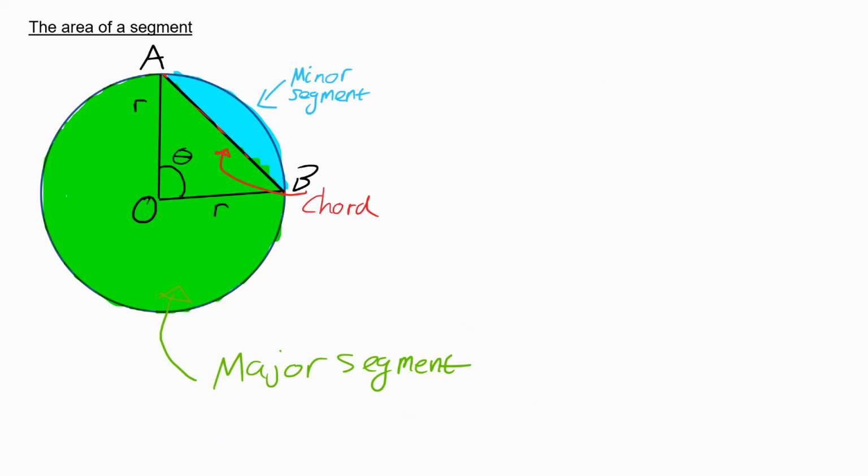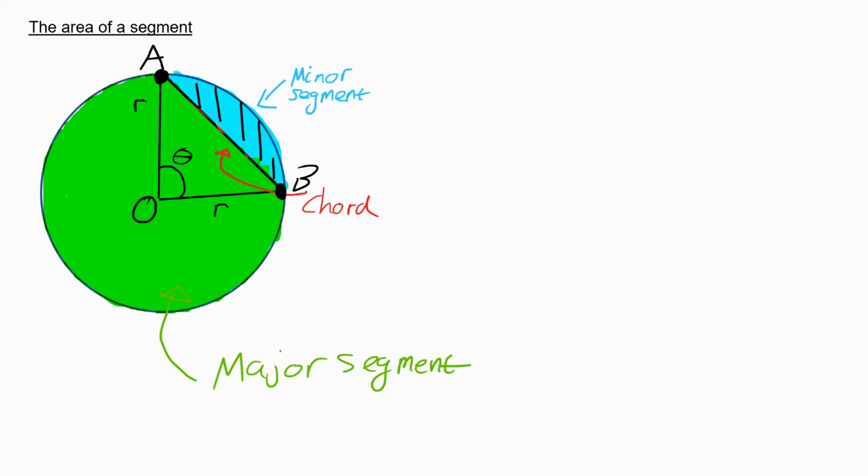We're now going to look at segments. If we have an arc of a circle or a sector of a circle, and then we draw a chord going from one end of the sector on the point on the circumference to the other end, there's our chord. We form a minor segment in blue, and in green, all of that is the major segment of the circle. You may be asked to find the area of a minor or major segment.